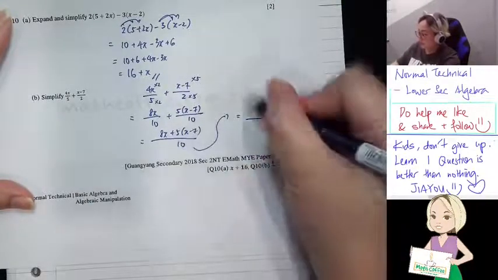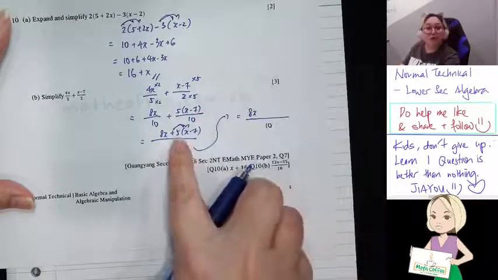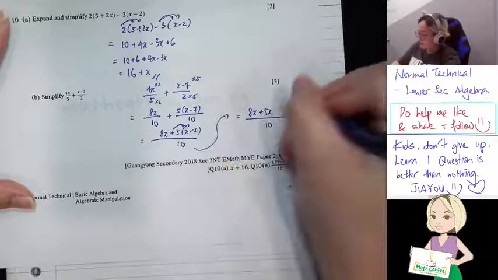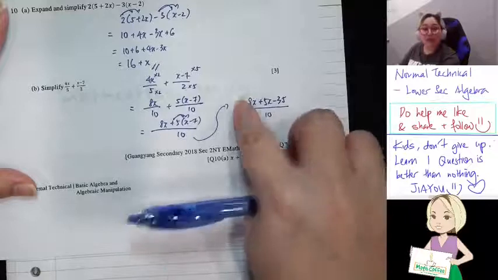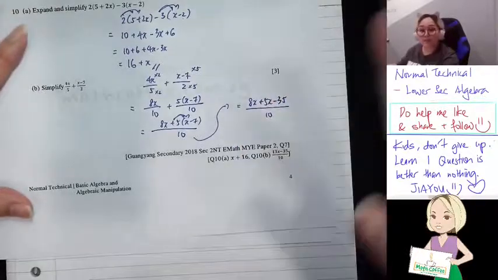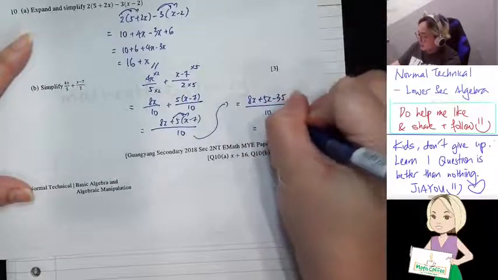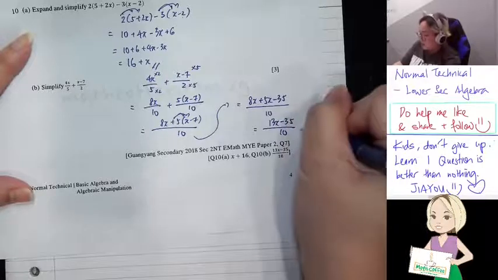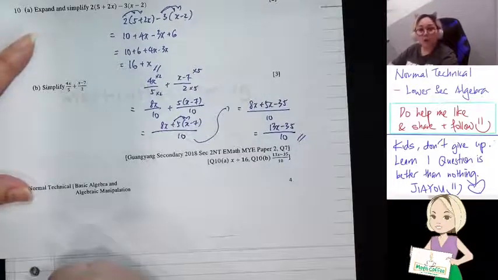So 8x, put there. Then I'm going to do the rainbow. So it will be plus 5x and then minus 35. And again, we are not done yet, because 8x plus 5x you can still further simplify, which gives you 13x. So it is 13x minus 35 over 10. And you are done. So this is how you combine into a single fraction.